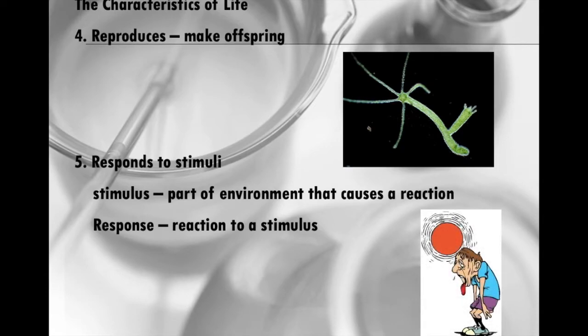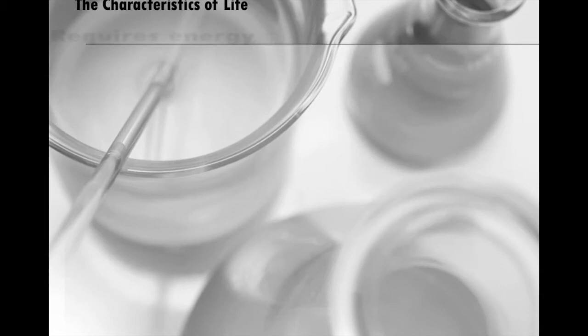And there's our guy kind of melting in the sun. The sixth characteristic of life is all living things require energy. Some living things can make their own, can take the sun's energy and change it into energy that they can use. They are actually pretty fortunate that they can do that.